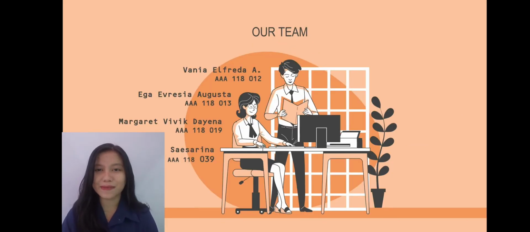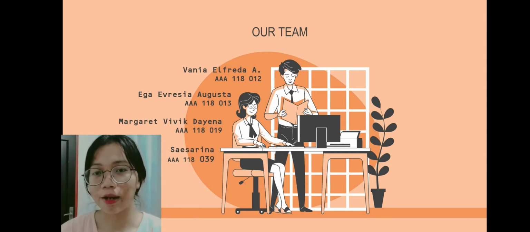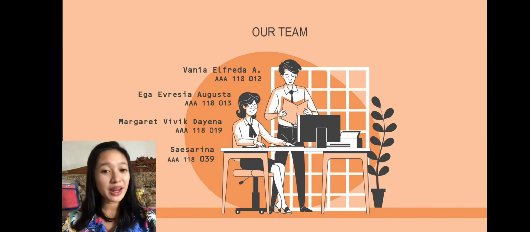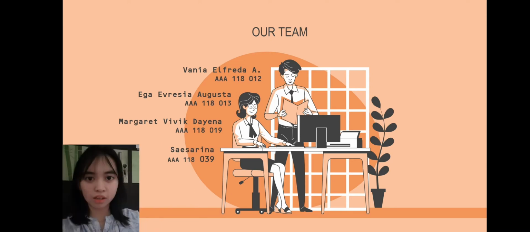First, my name is Margaret Vivik Dayena and my student number is AAA118019. Hello, my name is Saesarina and my student number is AAA118039. Hello everyone, my name is Vania Elfreda A. My student number is AAA118012. Hello, my name is Ega Evresia Augusta and my register number is AAA118013.